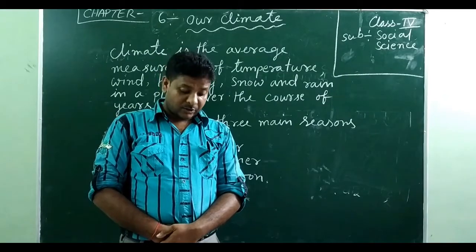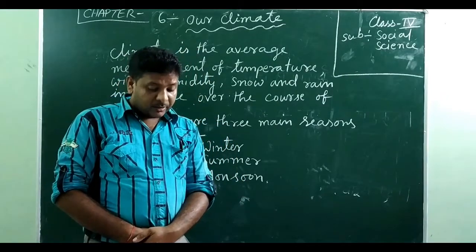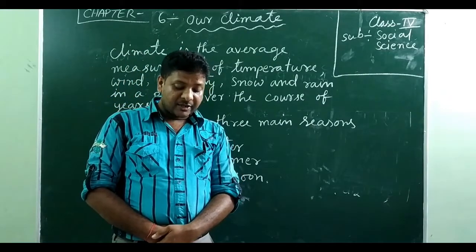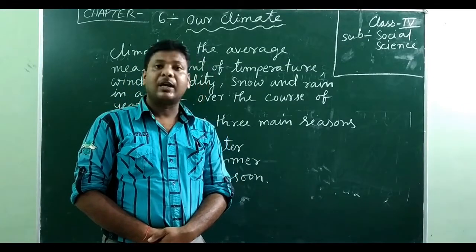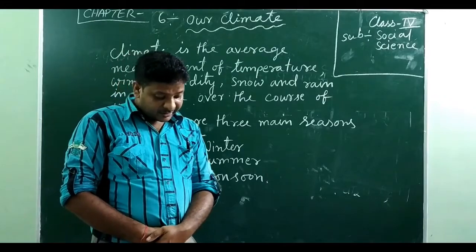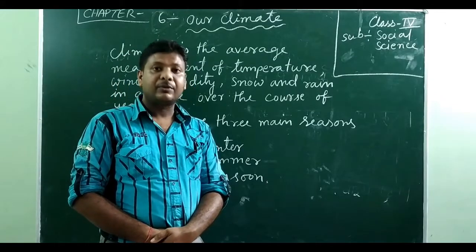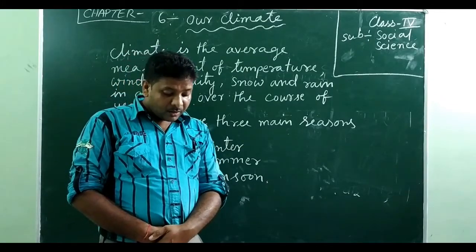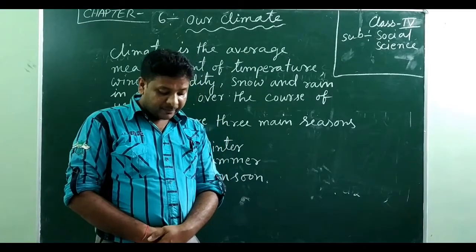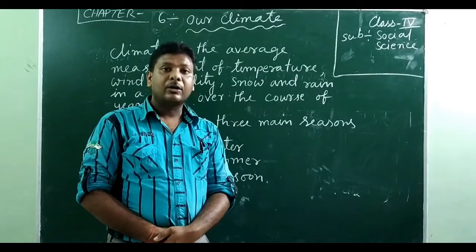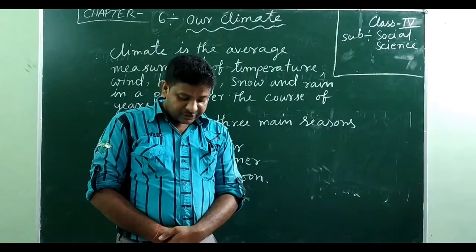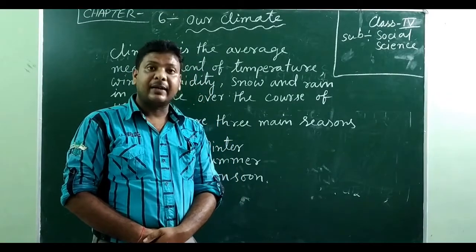Now next is monsoon. The monsoon season starts in India in June. In some parts it begins in July also. The season continues till the middle of November. Winds blow from the Arabian Sea and Bay of Bengal towards the land. They are called monsoon. Rainfall distribution is highly uneven.